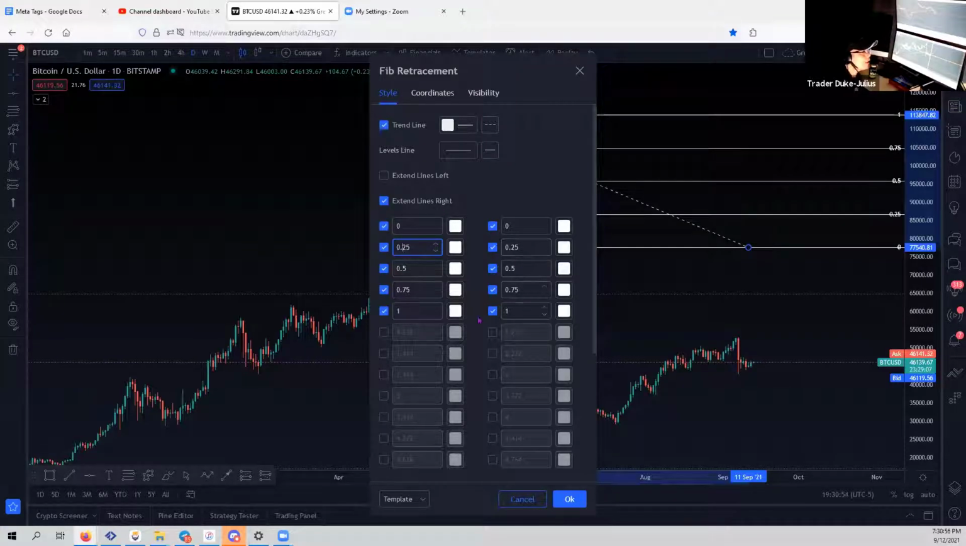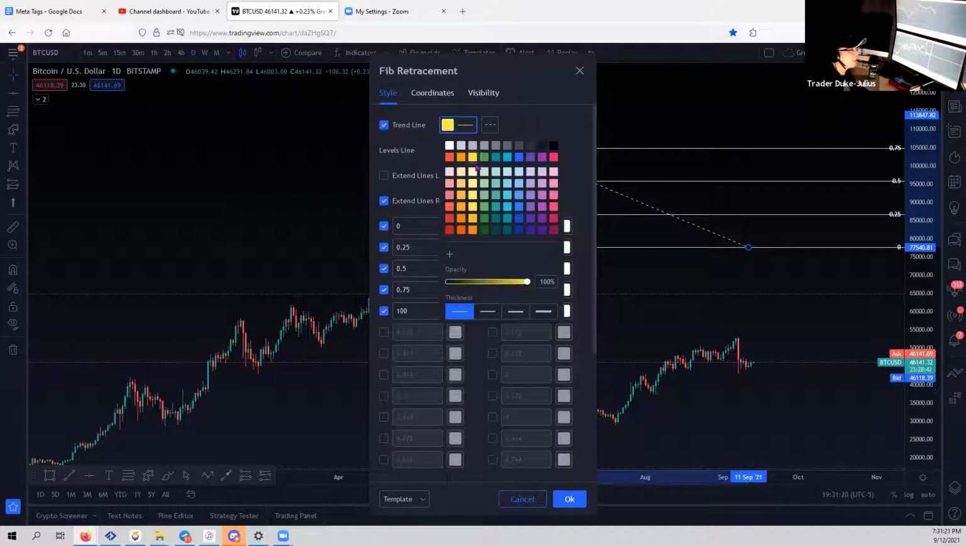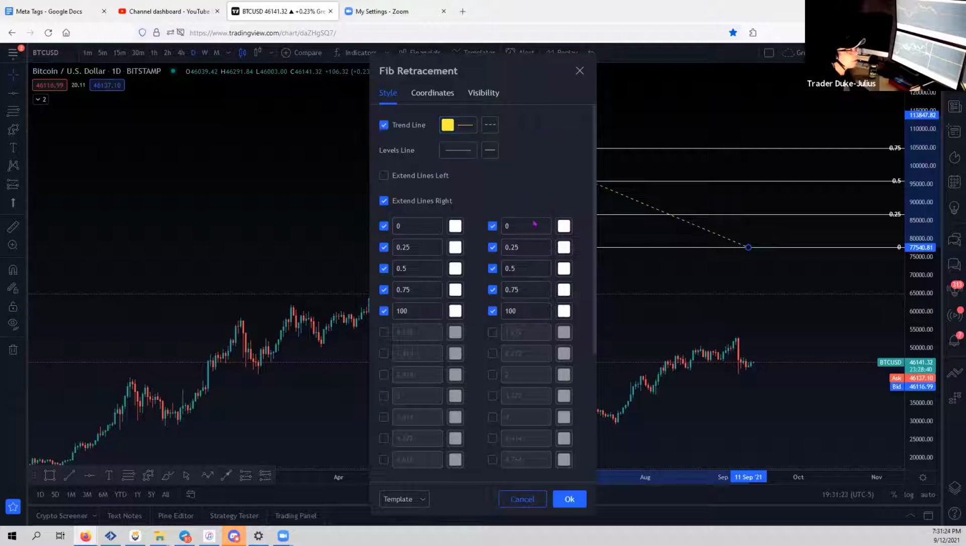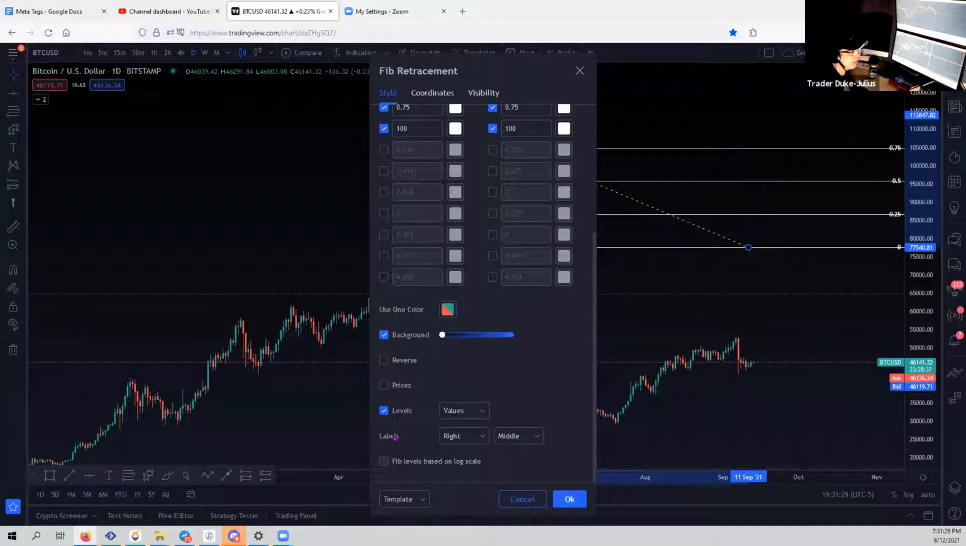Okay, so this is what this fib setting should be, 0.00. Let me see, 0.00. Maybe that'll hold. 0.75. Okay, so these are the settings that we should have. I like to do it in yellow. And also another thing is I like to get the labels on the right side.